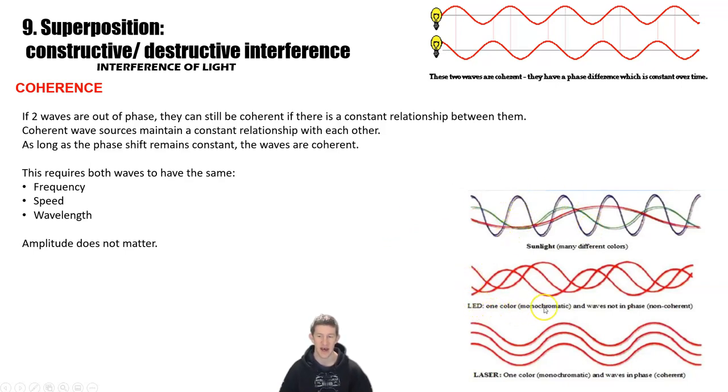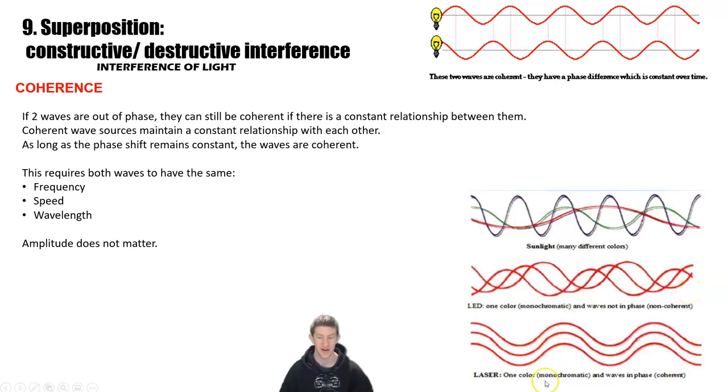LEDs, however, for example, a monochromatic LED, is a single color. They're not in phase either. They're monochromatic, which we haven't talked about yet, but it just means they're a single color. But you can see from here they're not in phase, so they're constantly changing their relationship.